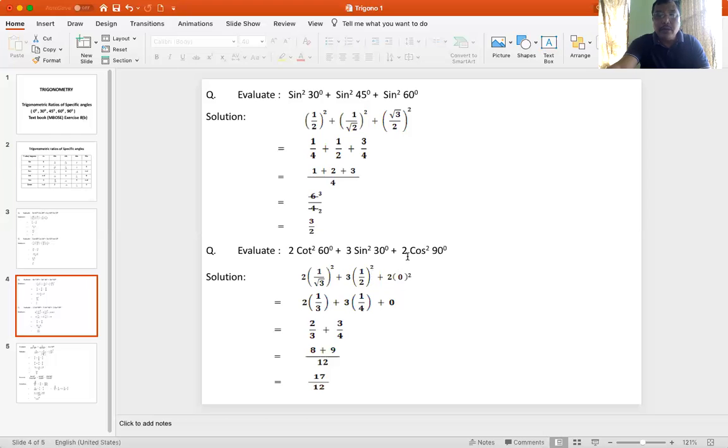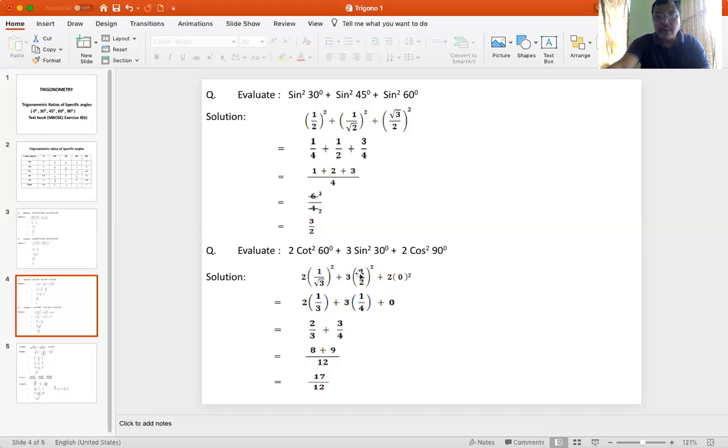Plus, again 2, we write here 2. Now cos 90 degree, if we check from the table, we'll find that it is equal to 0. So cos 90 degree, we write here 0. But since we have here cos square, so we have here 0 square. Now it is equal to 2. First, we square out these brackets. 1 if you square, we have 1. Again, root 3 if you square, we have 3. So we get here 1 by 3 plus 3.